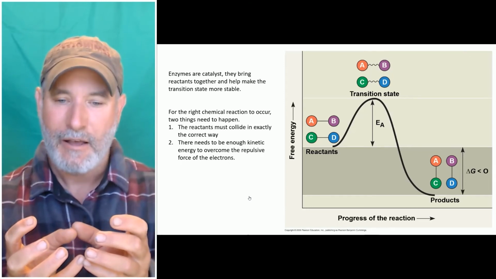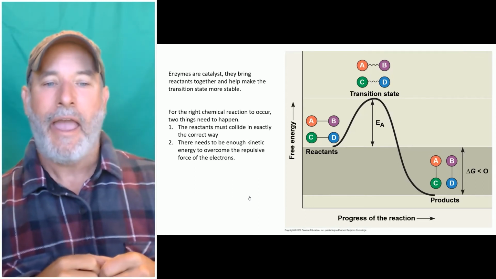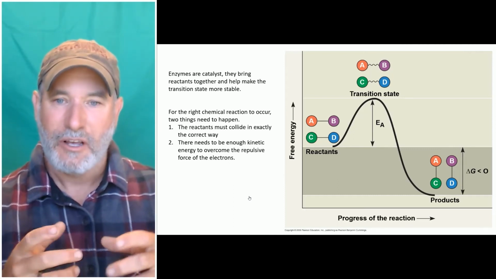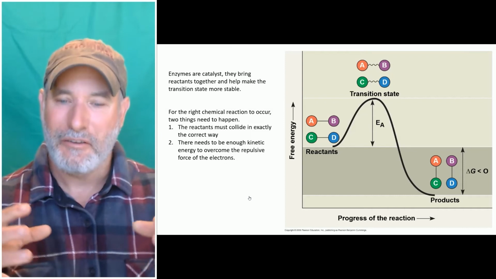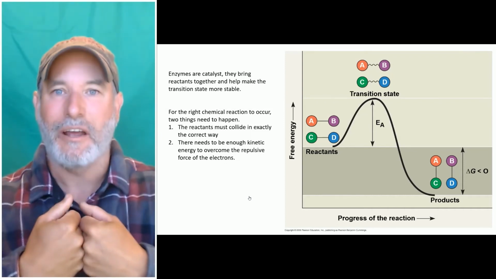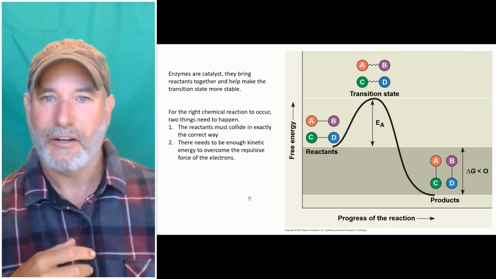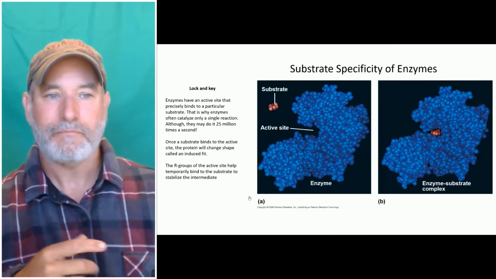It's kind of like a lock and key fit, right? And, you know, there's these repulsive forces of the electrons. They're going to repel each other, so you've got to get them in the right way and then stick them together, and that's why you need kinetic energy. That's why you need this extra energy to help these things happen as well.